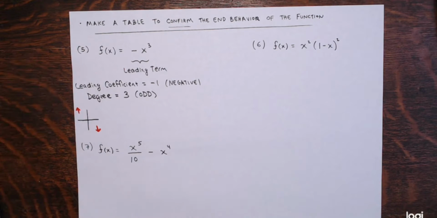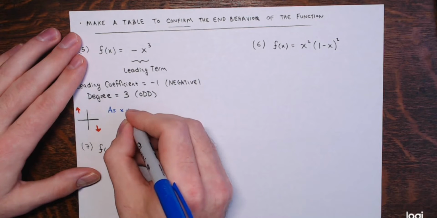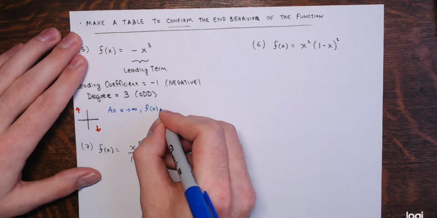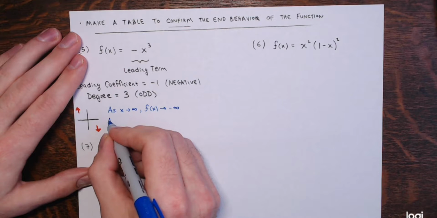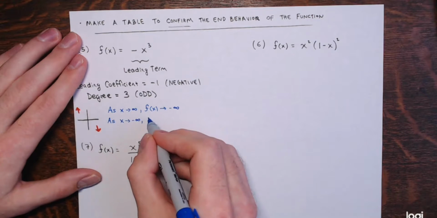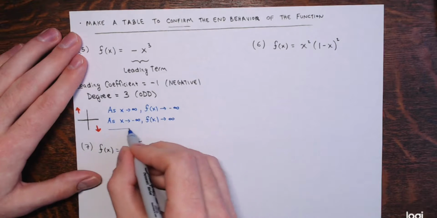Again, we describe the end behavior. As x goes to infinity, as you go to the right, f of x is going down, f of x going to negative infinity. But as you go left, as x goes to negative infinity, the graph's going up, the output's going up. f of x is going to positive infinity. All right, so there's the description.